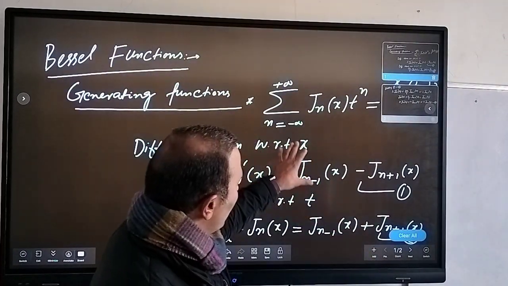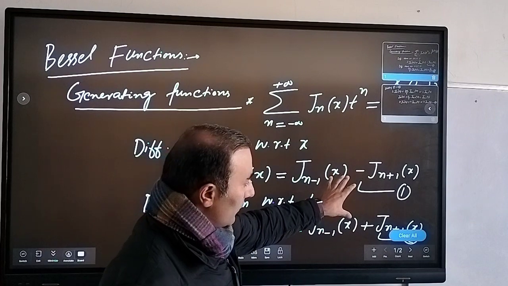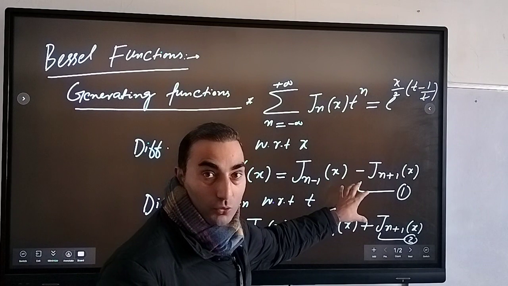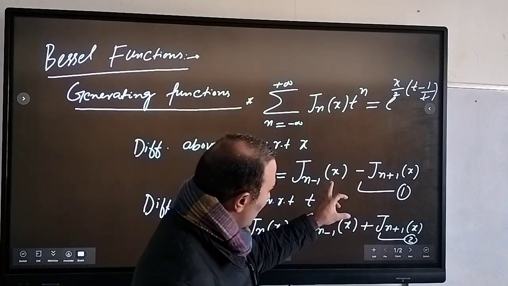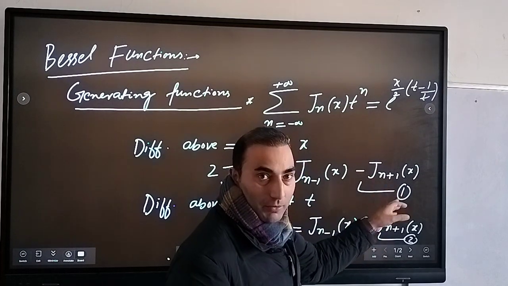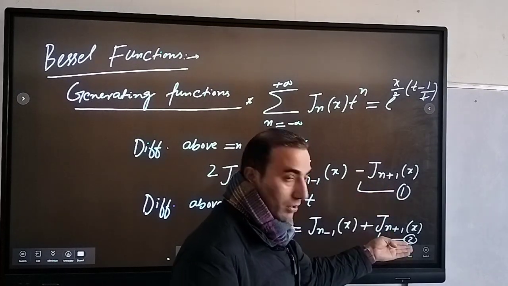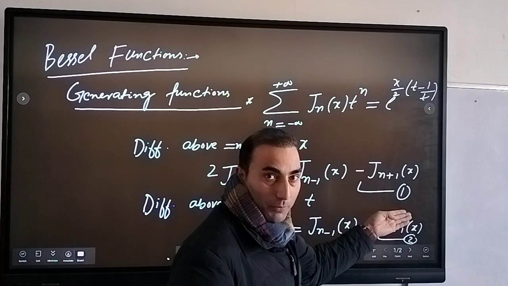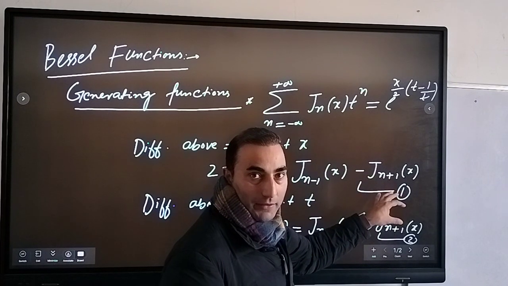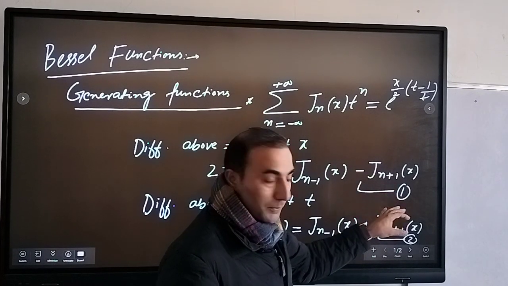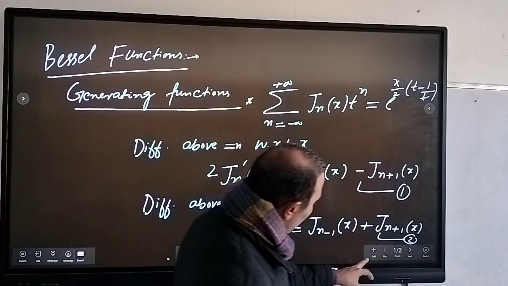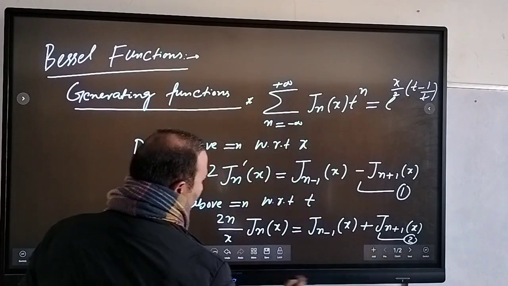If instead of addition, you subtract these two equations, so you will get, because you are subtracting the first from the second, on the right hand side 2j plus 1 of x, and on the left hand side you will get 2n by x j of x minus this, right?